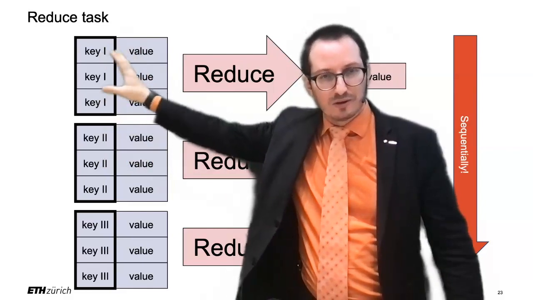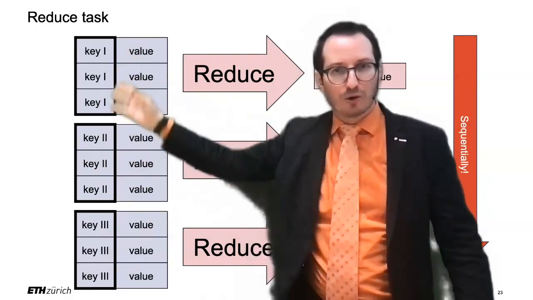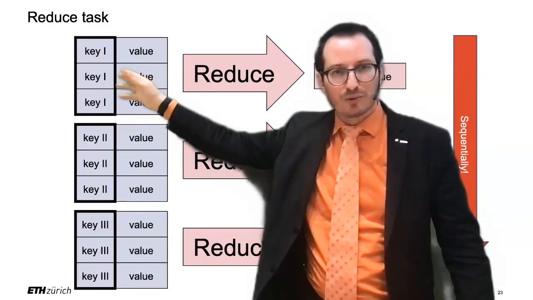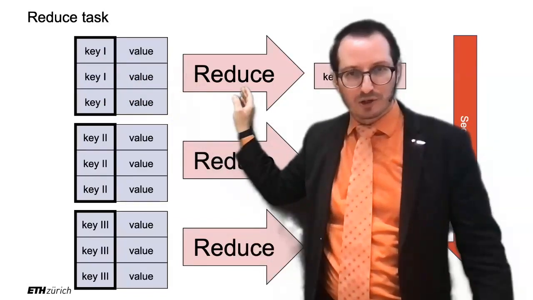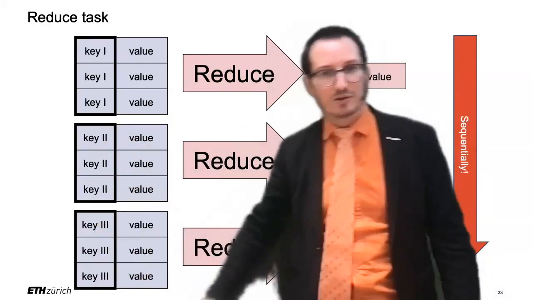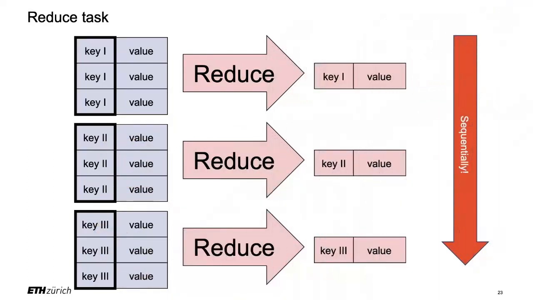So key by key, all the keys that belong to this partition of what we reduce, we call the reduce function, then we call the reduce function again for another key, and again for another key, and so on. Again, this is sequential, right? The task is executed sequentially.